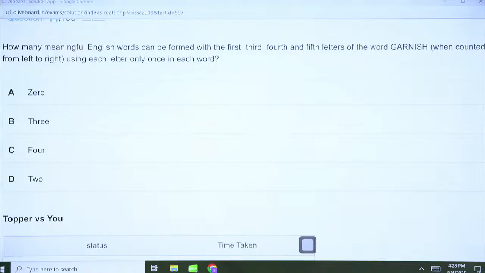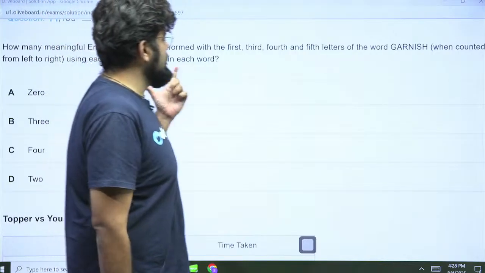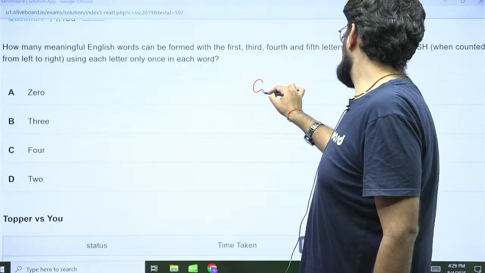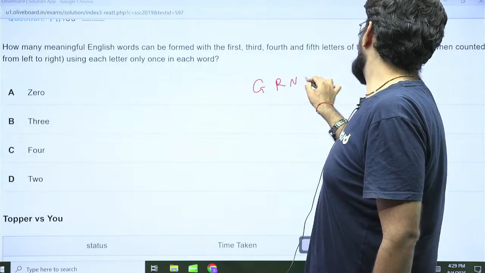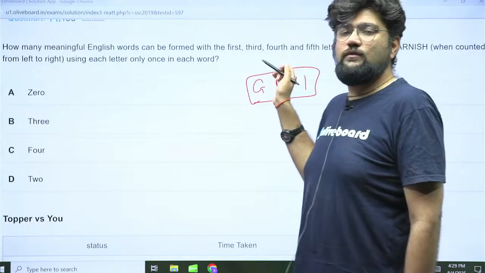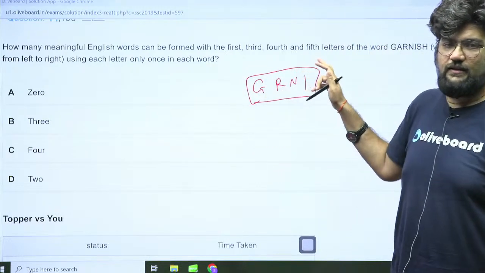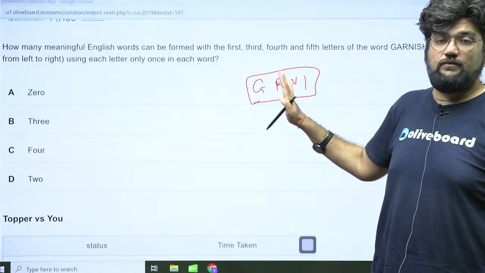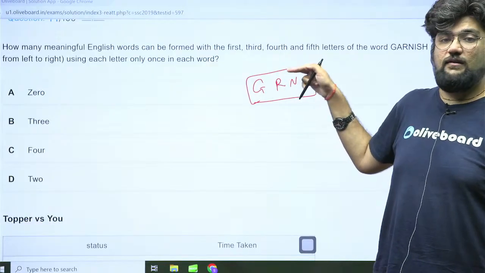Okay, this one now. How many meaningful English words can be formed with the first, third, fourth and fifth letters? First, third, fourth and fifth letters. How many meaningful words can be formed? A lot of students had argued with me on this in some previous mocks, and I think I had explained to you in one of the mocks how actually these questions are taken.